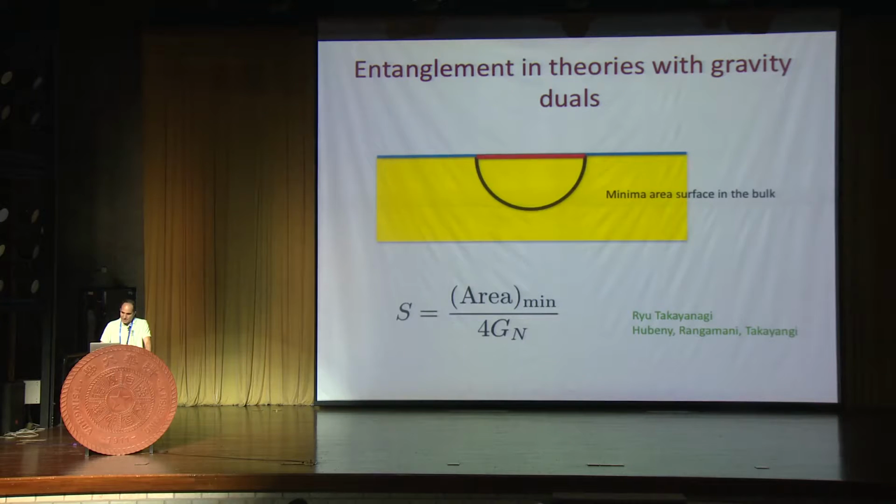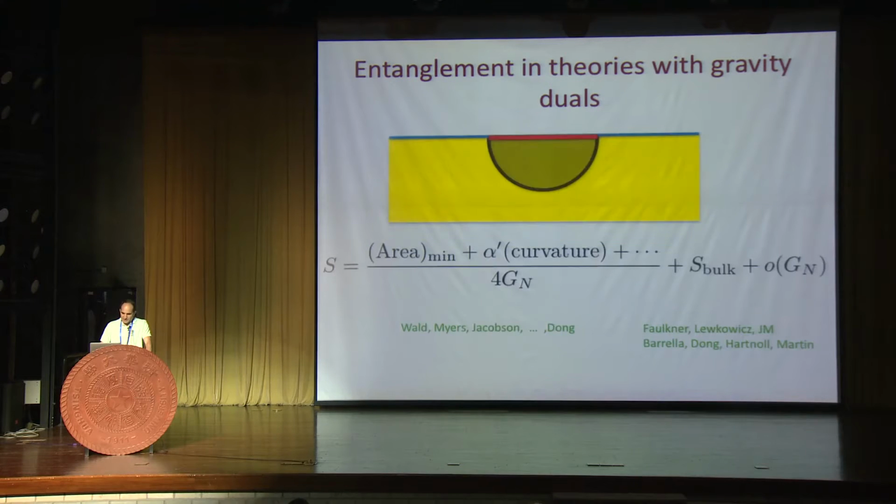So that's the result to leading order in the G-Newton expansion. Then various corrections were considered of this formula. So you can consider corrections that are curvature corrections. This can be considered in the context of black holes, and also in this context of entanglement entropy. This Ryu-Takayanagi formula is a generalization of the black hole entropy formula to situations without a Killing symmetry. So these are all classical corrections.